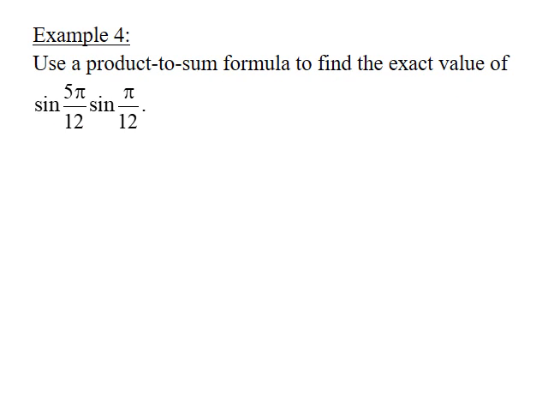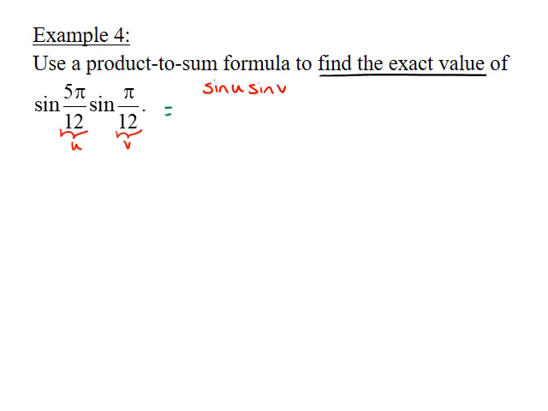Okay, so this one, we still want to use the formula, but now we're going to find the exact value. In this case, I know I'm able to do this because my arguments of my trig functions are not variables anymore. Now they're actual numbers. So I'm going to let 5 pi over 12 be u and pi over 12 be v. So I'm using the formula for sine u times sine of v. All right, let's just plug that in right now.